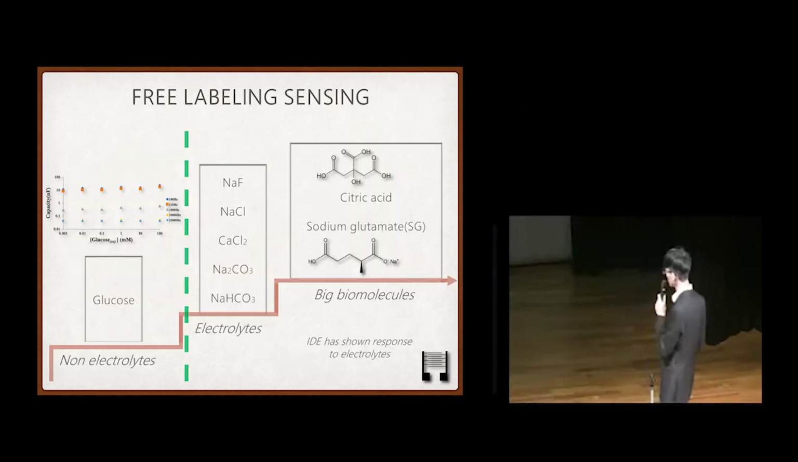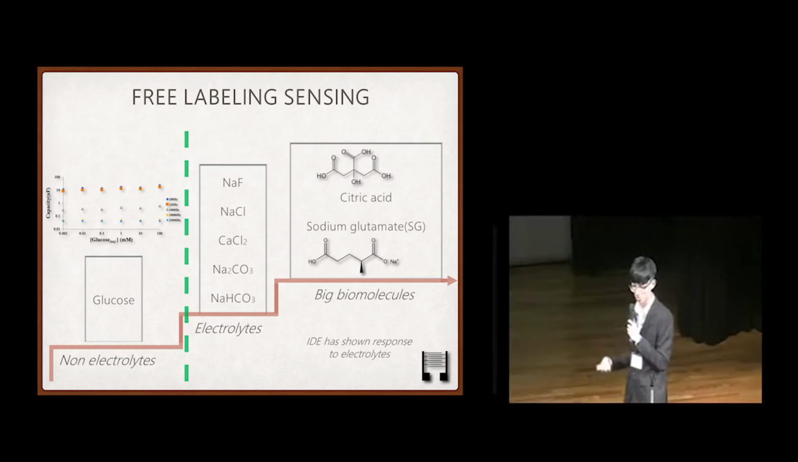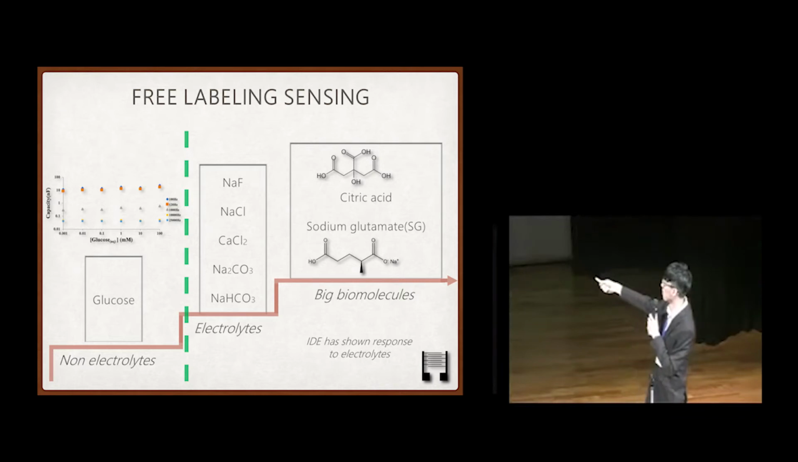And this is our second experiment. From using non-electrolyte to electrolyte and big biomolecule. And first, we choose the glucose to detect. As we can see in the chart, when we change the frequency, the sensitivity didn't have any variation. So we just focus on the electrolytes and the big biomolecule.